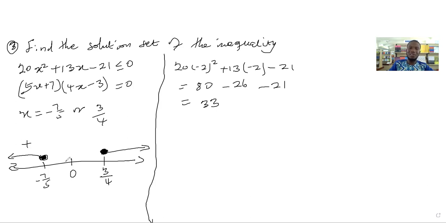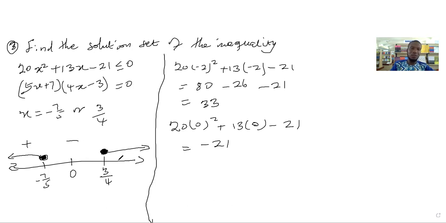Let's choose numbers between them. And what better number can we choose than 0? So I have 20 times 0 squared plus 13 times 0 minus 21. Already this one will just give me negative 21, which is negative.